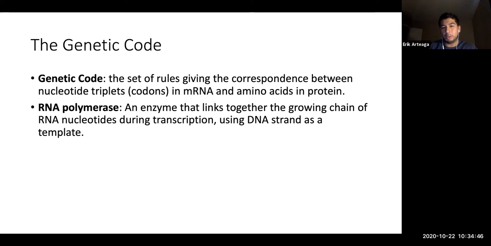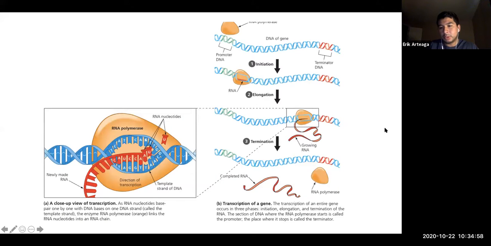RNA polymerase is the enzyme that links together the growing chain of RNA nucleotides during transcription, using the DNA strand as the template. That was shown earlier. So here we have transcription, and then eventually we'll have translation. In transcription, you have the RNA polymerase coming, creating the mRNA. Then the mRNA is going to be transferred to a ribosome, and that ribosome will then make that protein.